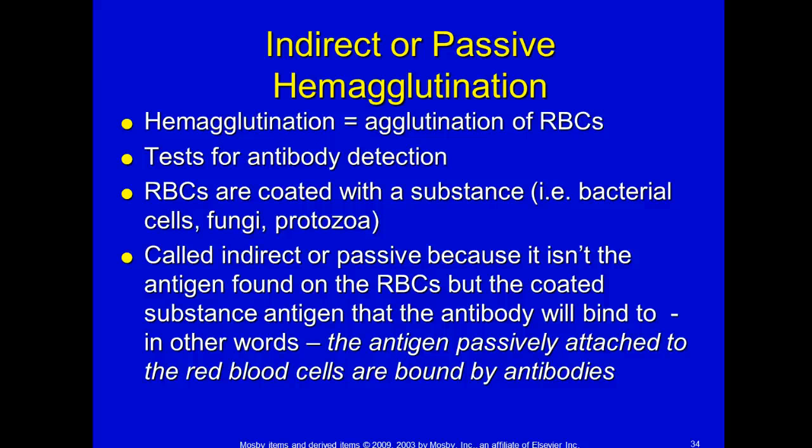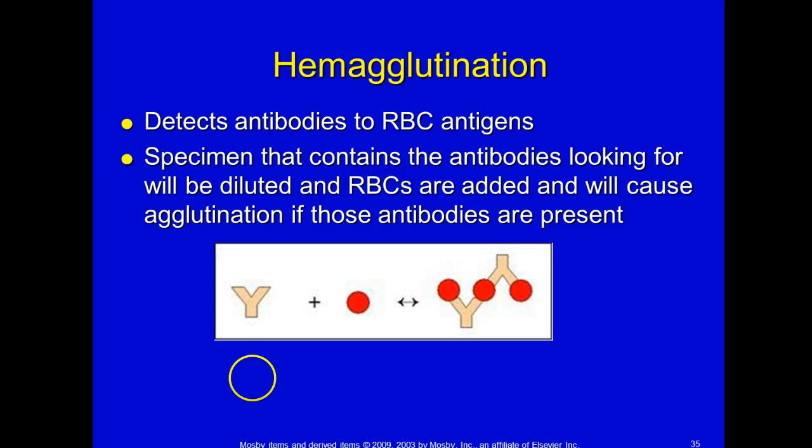Then we have something which confuses a lot of people, the indirect or passive hemagglutination. Hemagglutination refers to the agglutination of red blood cells. It's usually tested for antibody detection, and what we use are RBCs coated with a substance. It can be bacterial cells or fungus or protozoa. It's called indirect or passive because it isn't the antigen found on the RBCs, but the coated substance that the antibody will bind to. In other words, the antigen is passively attached to the red blood cells and bound by antibodies. So that's hemagglutination. Here's an example. Antibody, red cell, and then we get the red cells and antibodies combining together.